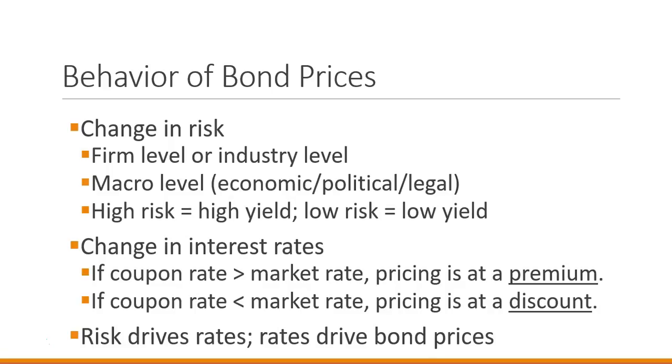Bond prices are driven by risk and interest rates, and when bond prices are set at the initial issuance of a bond, the price is based on the risk of the entity at the time of the issue and interest rates in the market at the time of issue. And those factors don't stay static. They change over time. So as risk changes, whether it's at the level of the firm or industry, or a higher macro level, which would be the economy, the political situation, the legal situation, as risk changes, then bond prices change. High risk means high yield, and low risk means low yield.